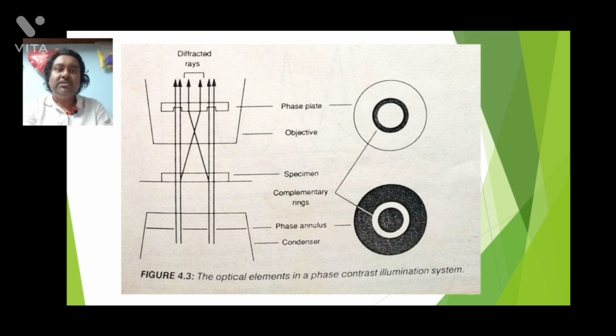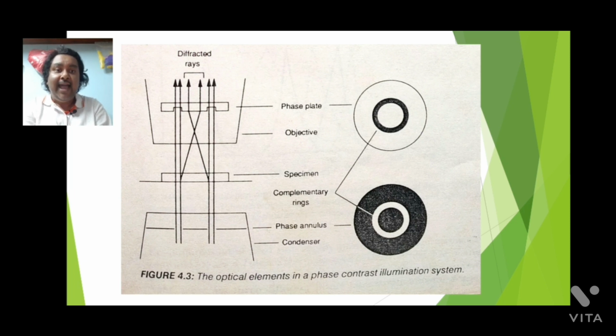These are the optical elements of the phase contrast microscope. In the phase contrast microscope, two special optical components are used: the phase plate and the phase annulus. The phase plate is placed inside the objective lens and the phase annulus is placed below the condenser, and both are complementary to each other.